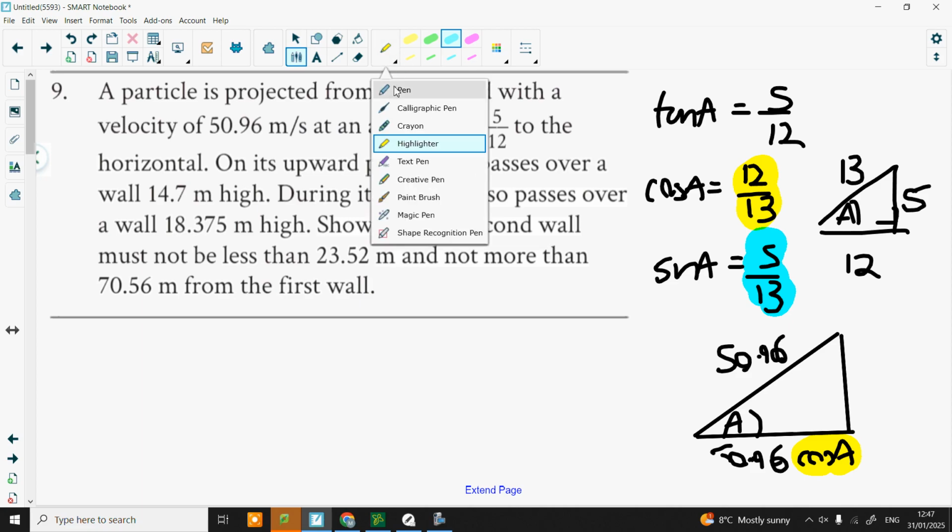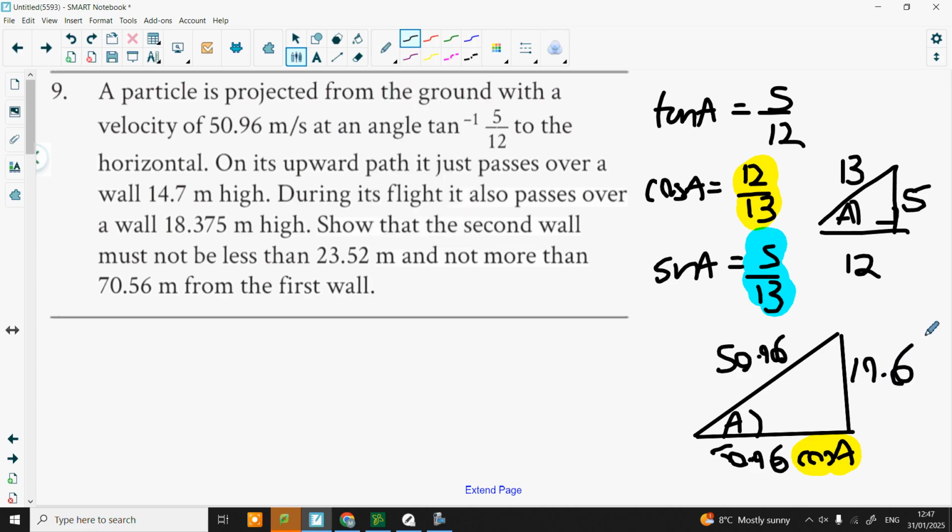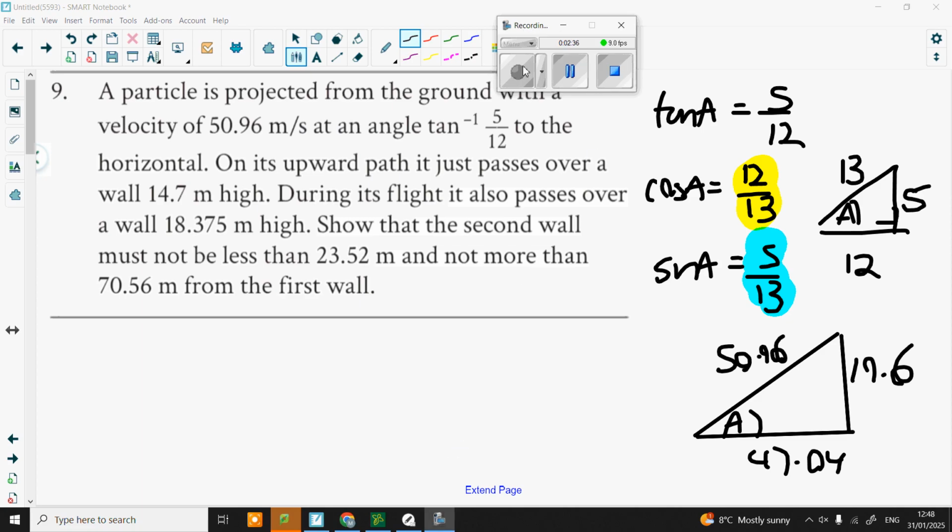And for the cos, has anybody got successful cos done? 50 points. That sounds right. Did you multiply 50.96 by 12, divided by 13? What did you get?